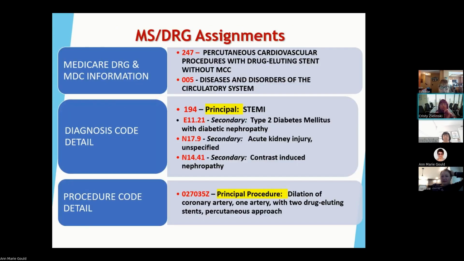Okay. And then this is because of the procedure that was done. So I did add in the principal procedure code with the dilation of the coronary artery, 1 artery with 2 drug-eluting stents, percutaneous approach. And then, of course, it's an MDC 5 under circulatory, and then your DRG would be 247 with your principal and all your secondaries. Okay. Any questions? Not on that. No, it's pretty straightforward.